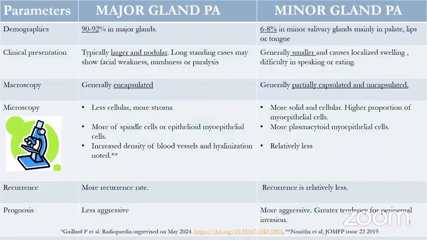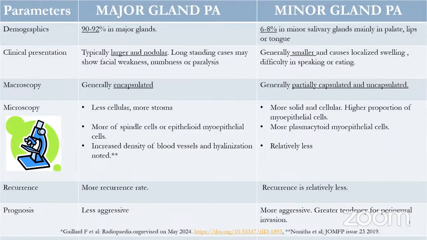So there are certain differences between major gland and minor gland pleomorphic adenoma. 90 to 92% occur in major glands. They are generally larger and nodular, whereas minor gland PAs, 6 to 8%, occur in minor salivary glands. They are generally smaller and cause localized swelling. Macroscopically, major gland PAs are encapsulated, and minor gland PAs are generally partially encapsulated or unencapsulated.